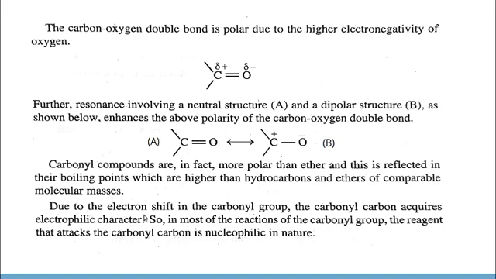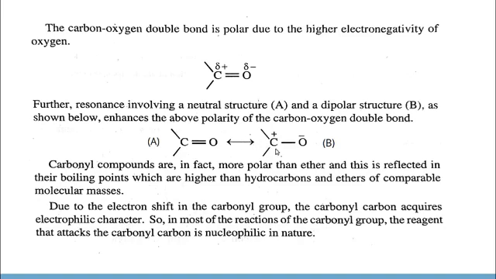Due to the electron shift of the carbonyl group, the carbonyl carbon acquires electrophilic character. Here you can see that due to the electron shift, this electron pair will shift to this oxygen atom. So we will get a structure like this. Due to the electron shift, the carbonyl carbon acquires a positive charge and the oxygen atom acquires a negative charge. So this carbon is always electrophilic in nature.